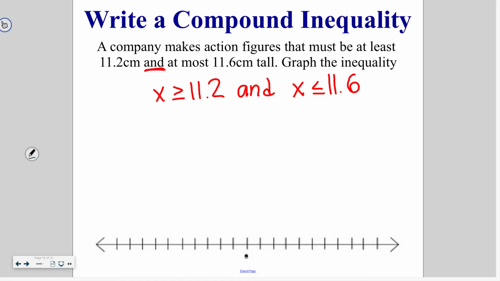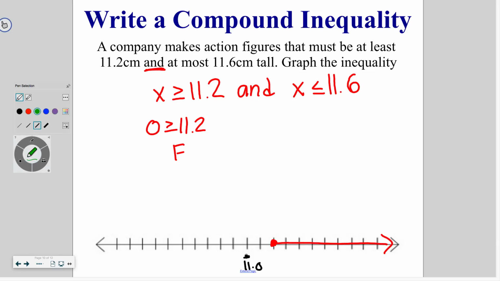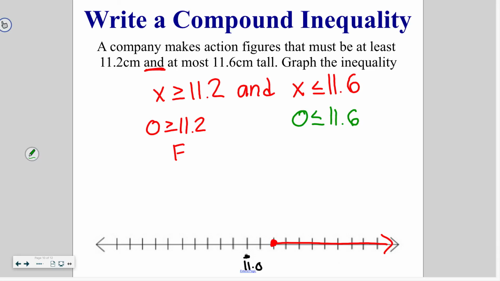So I'm going to change this center point and make that 11.0 so I can keep counting by ones. So I'm going to come over to 11.2 and I'm going to test that and say 0 is greater than or equal to 11.2, which is false. So that's going to the right. And then if I come in and test over here, 0 is less than or equal to 11.6 is indeed a true statement. So I've got that going to the left. And because it's an and, we want to highlight that overlap.